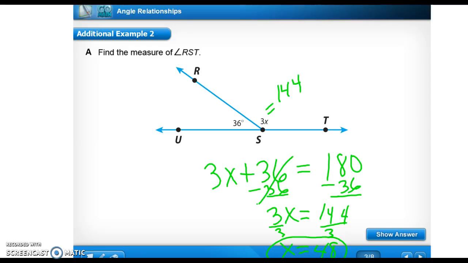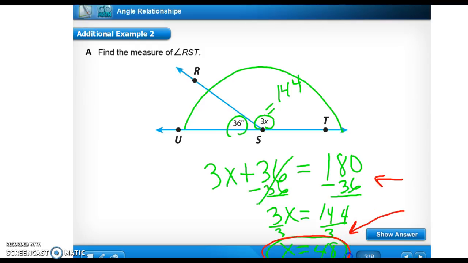All right, this particular problem here, you should have noticed that these two angles make 180 degrees. So to solve for x, you can add them up, the 3x plus the 36, and set it equal to 180. So here is my equation below. And I subtracted 36 right here. I divided by 3 right here, and I get that x is 48.